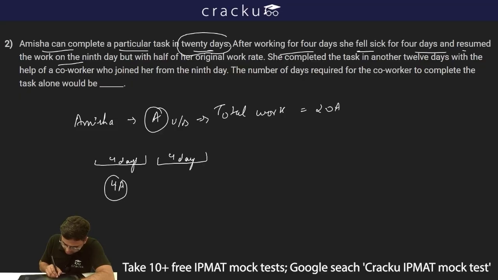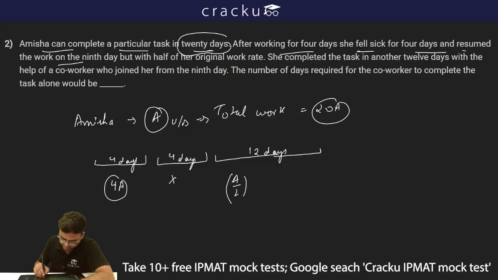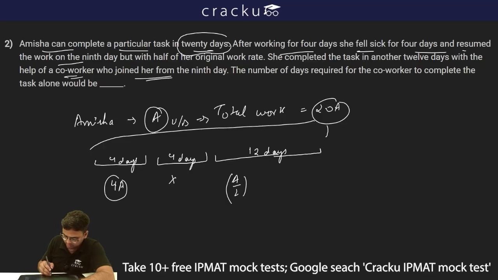Then for the next 4 days, she felt sick, so she was not able to work. And she resumed the work on the 9th day, but with half of her original work rate. So she is working now with A by 2 efficiency. She completed the task in another 12 days. So the overall task is done in this entire 12 days time period with the help of a co-worker who joined her from the 9th day.